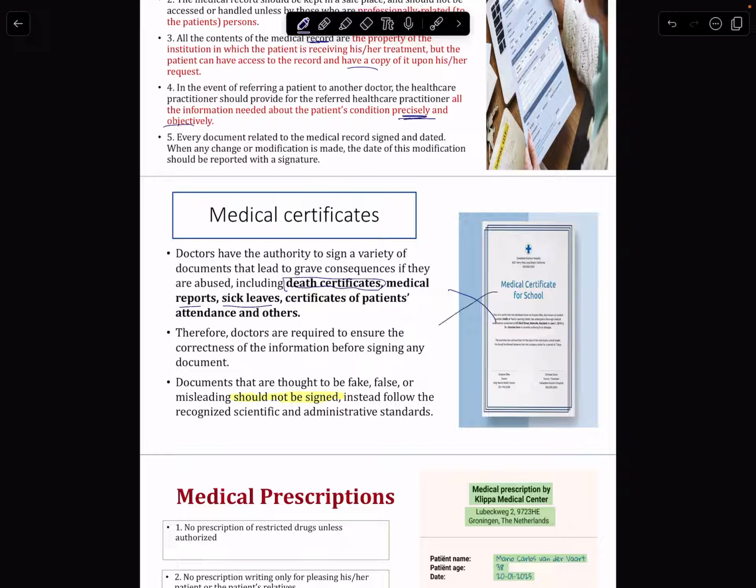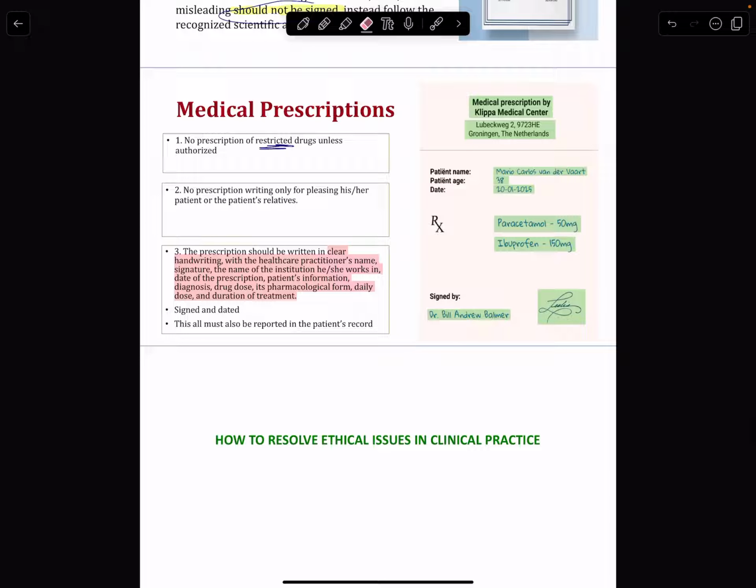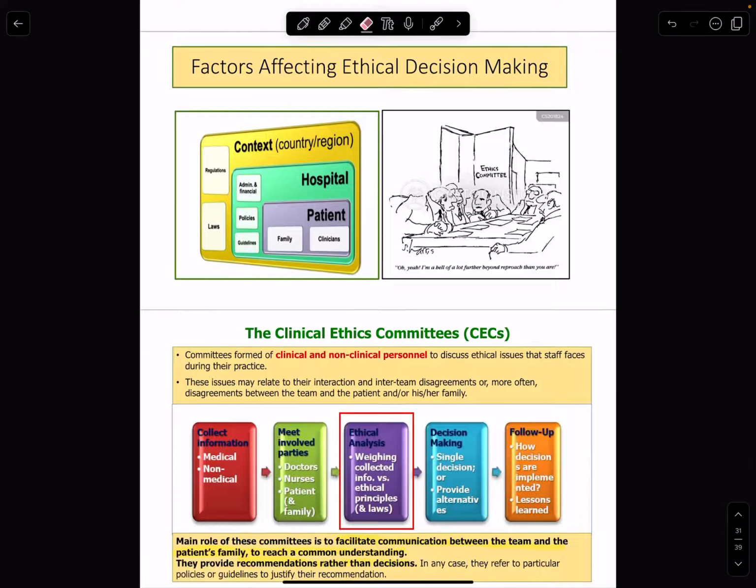All right. The rest is the same thing I saw, right? We should not give prescriptions of restricted drugs unless we're authorized. Don't write drugs just to please the patient. You need to write in clear handwriting, and write the health practitioner's name, the name of the institution, the date of prescription, the patient information, the diagnosis, the drug used, and whatnot, right?